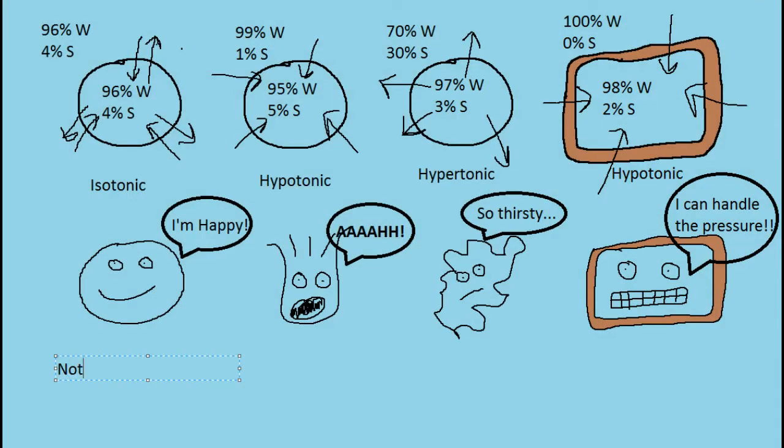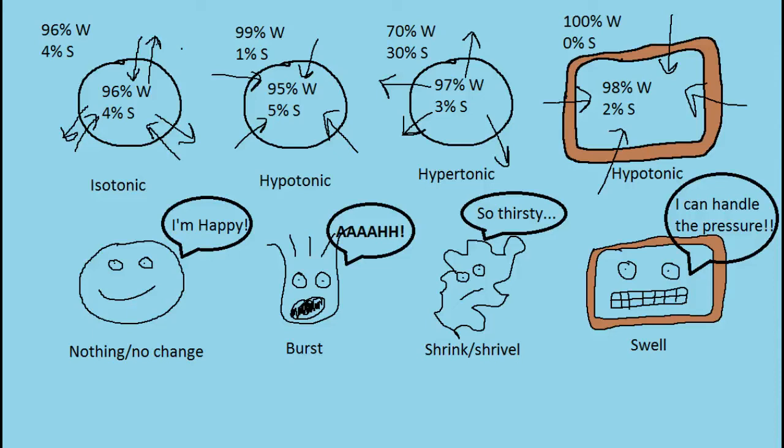So looking back at our first cell here, nothing bad is going to happen. There's going to be no change in him. Second cell is going to burst because of the hypotonic solution. Our third cell is going to shrink or shrivel because of the high salt. And the last one is going to swell. And the reason he's only going to swell is because of that cell wall.